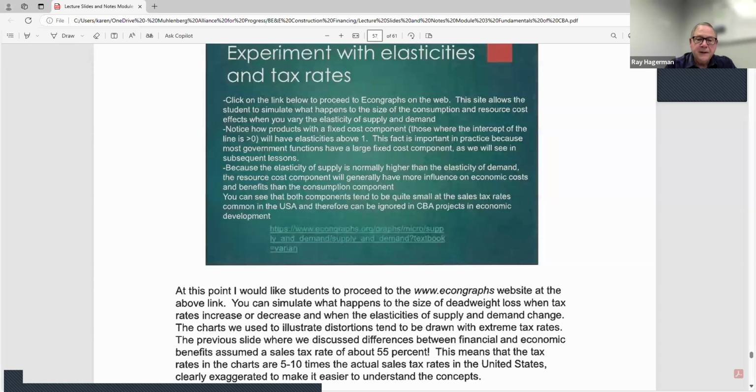There's an interesting little tool here. It's not a hot link, but if you go to econgraphs.org, there's some input and output that you can do to help simulate what happens to the size of the consumption and resource cost effects when you vary the elasticity of supply and demand. So if you put some different scenarios in here, you can actually simulate what happens. I'd encourage you, if you have a few minutes, to give it a try.